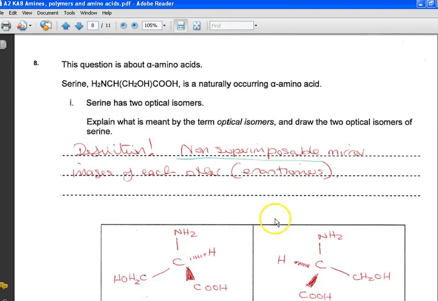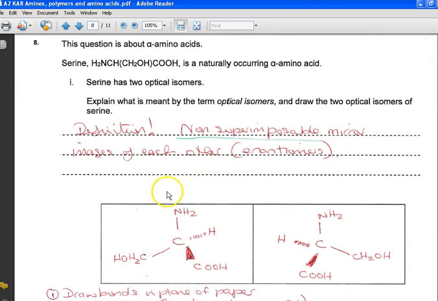Okay, amino acids again. You're given the formula for serine. You are asked for a definition of an optical isomer. Now, a lot of you did not. You said mirror images, and you talked about chiral carbons, but what you didn't say was non-superimposable. You must say that they are non-superimposable mirror images of each other. They are also called enantiomers, but they needed that. You needed to have those words in the definition.